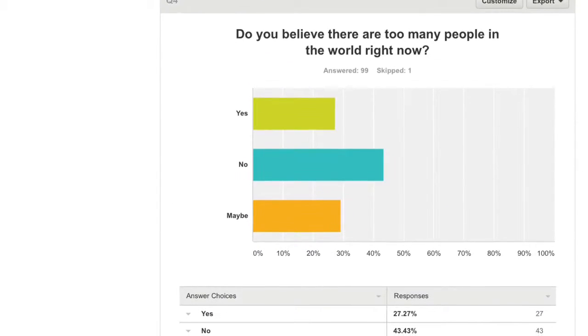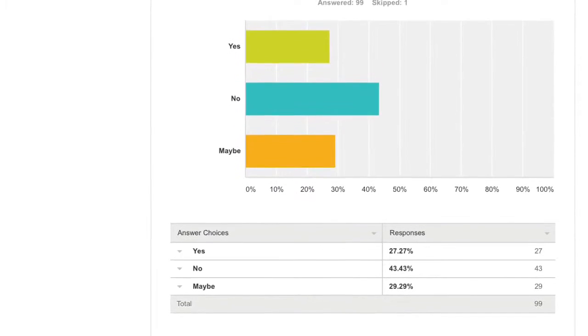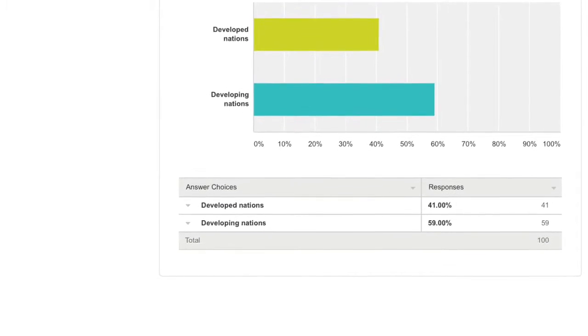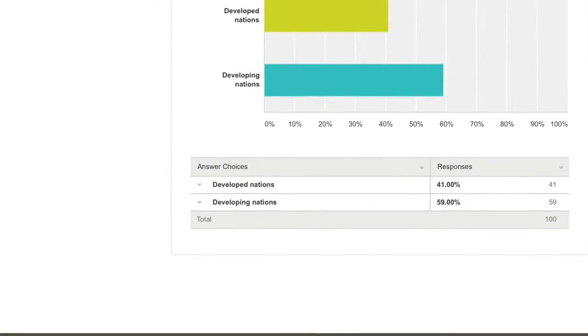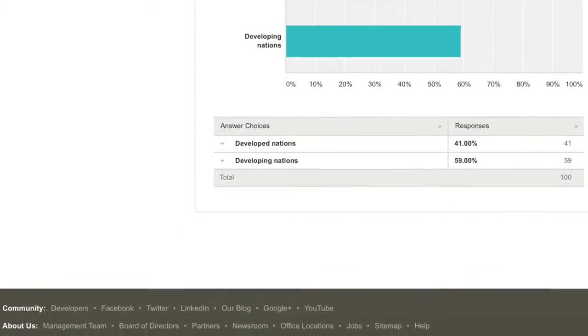27% believe there are too many people in the world right now, while 43% disagreed and 29% said maybe. When asked if the population is higher in developed or developing nations, the answers were split at 41% for developed nations and 59% for developing nations.